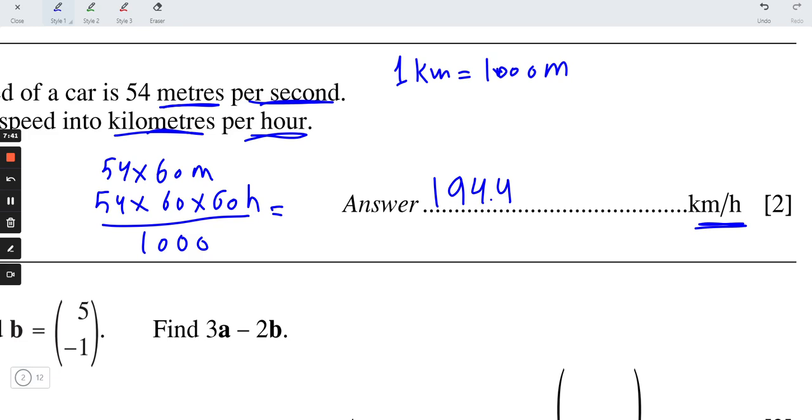So if we have 54 meters, you have to divide it by 54 meters. How many in kilometers? So you should divide by 1000, and you are going to change it to per hour. So seconds should be changed to minutes, and minutes should be changed to hours. So you have to multiply them by 60, then 60. So if you want to change from per second to per hour, your answer should be multiplied by 60 times 60.